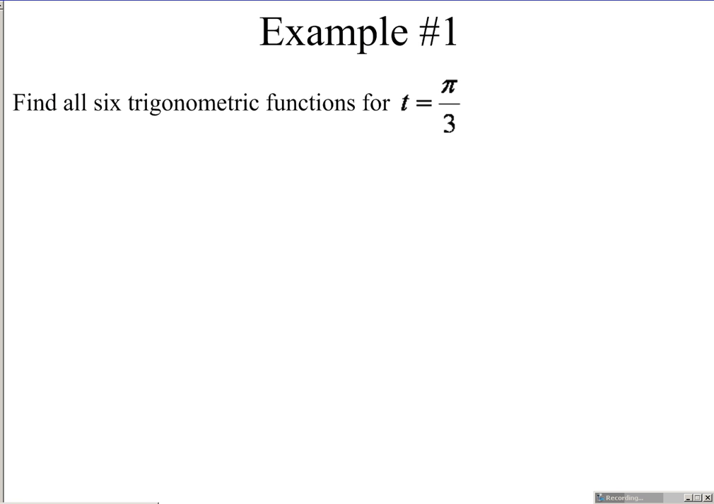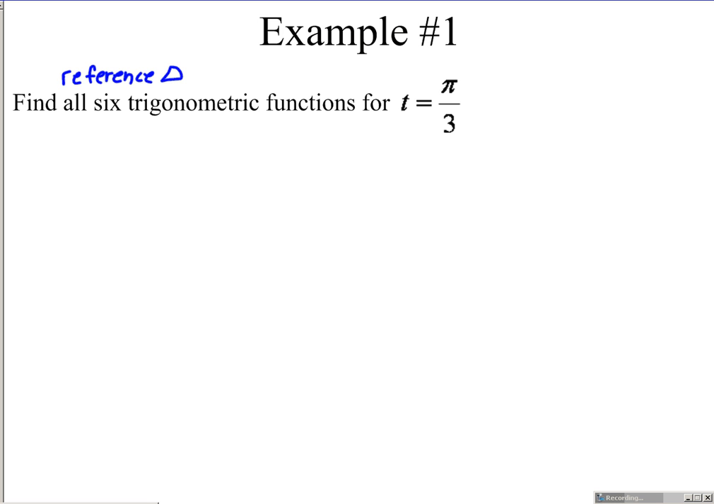Find all 6 trigonometric functions for t equals pi over 3. For every single time that you are asked to write all 6 trig functions or evaluate a specific trig function, you must have a reference triangle. If you do not have a reference triangle, you will not receive full credit on those problems.